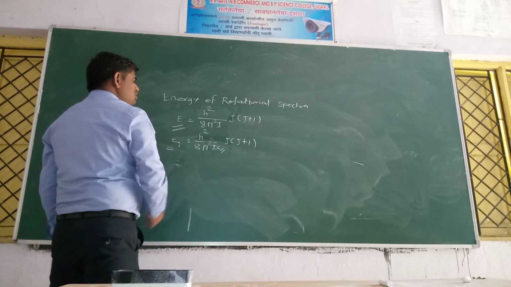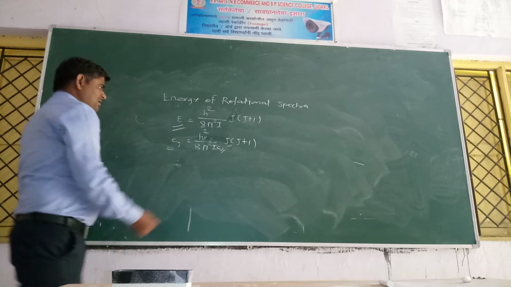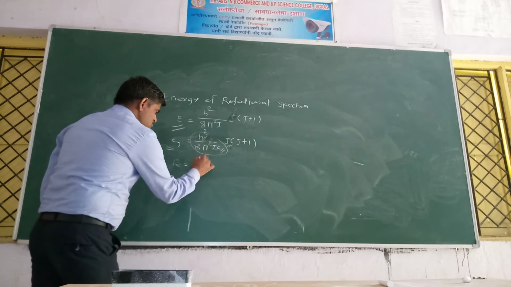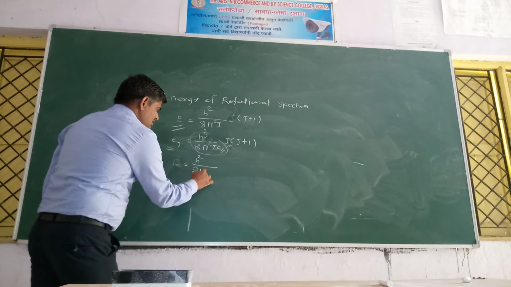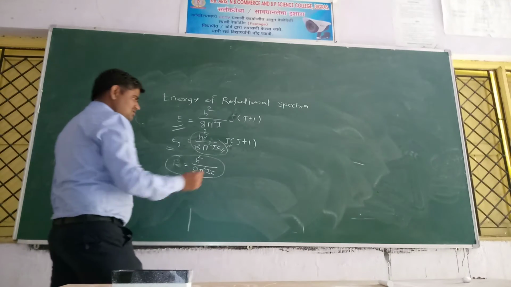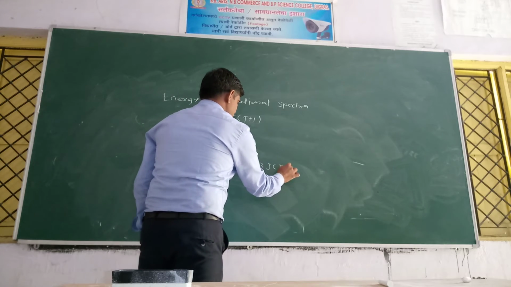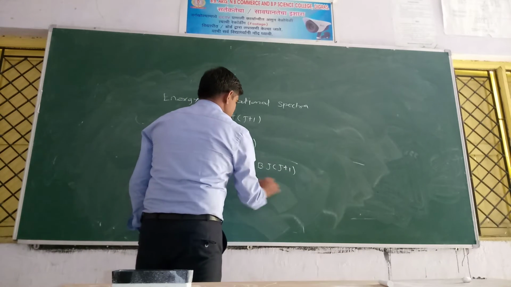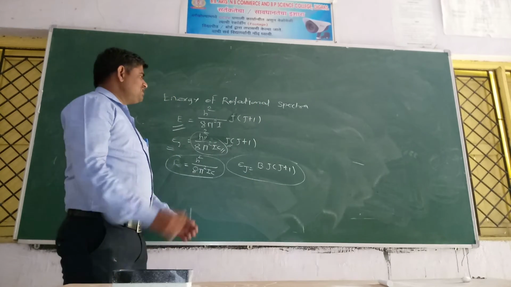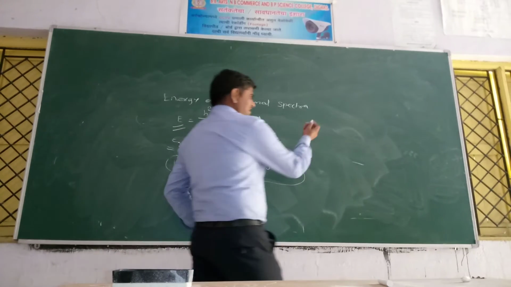C is the velocity of light, h is the Planck constant, J is the rotational quantum number. But this term h square over 8 pi square I C is nothing but B, the rotational constant. Then we get epsilon J is equal to B J into J plus 1. This is the equation of energy of rotational spectra. Then, how do we use this equation to calculate lines?